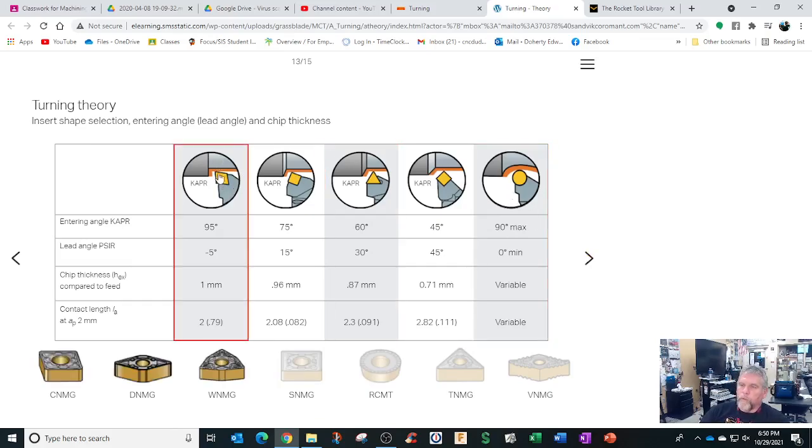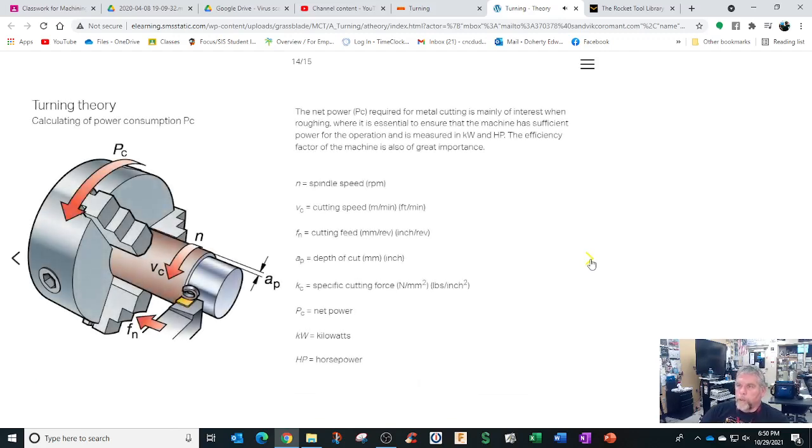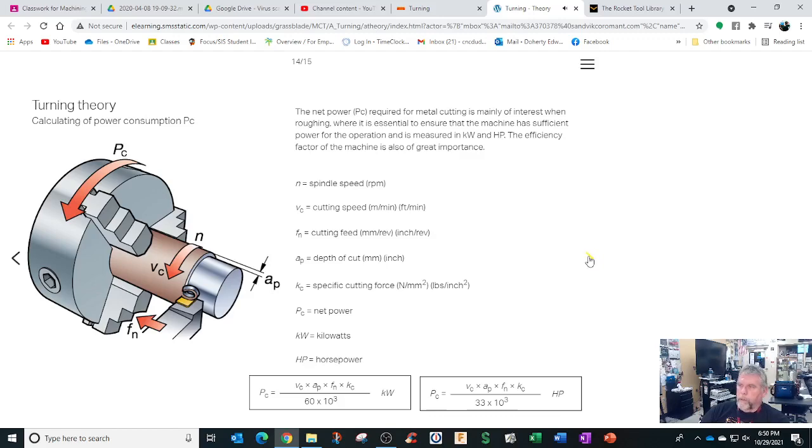And inserts, you can rotate them for more cutting edges. Most of them have 2 to 4 cutting edges. A round one, you can just keep on rotating. Use the formula below, and you get turning theory. So a lot of math there. Let's skip the math.